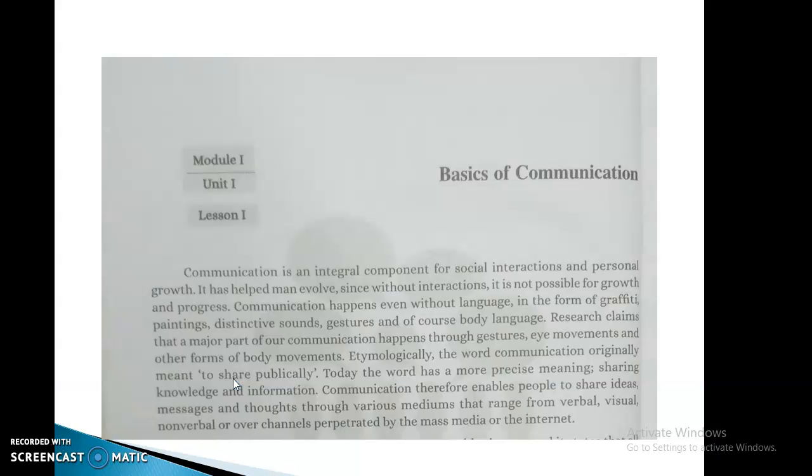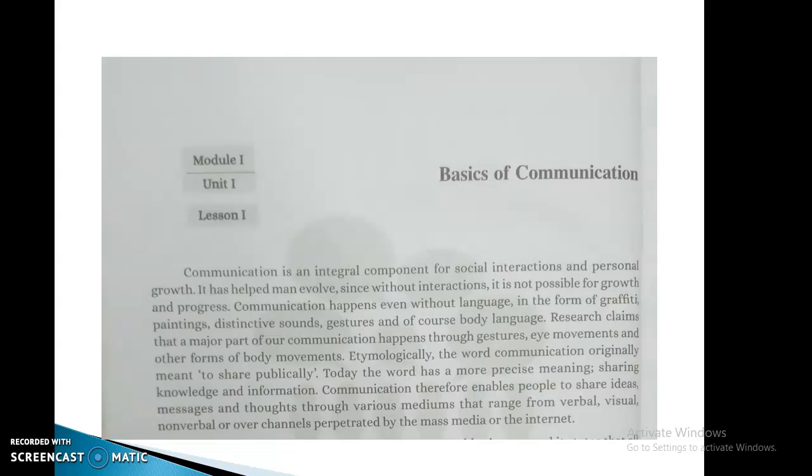So let's begin. Communication happens even without language in the form of graffiti, paintings, distinctive sounds, gestures, and of course body language. Here we have to think about whether communication takes place only through language or not. So it is clear that communication happens in the form of graffiti, meaning words or pictures that are written or drawn in public places, for example on walls or posters.